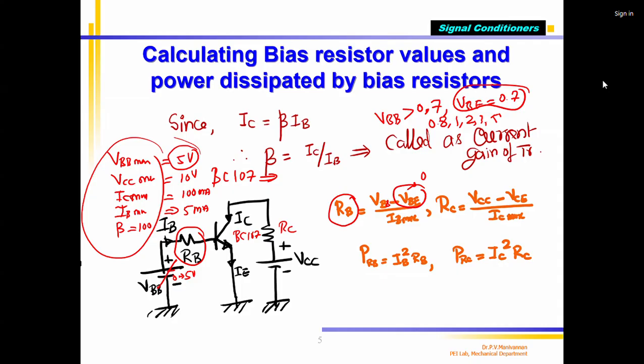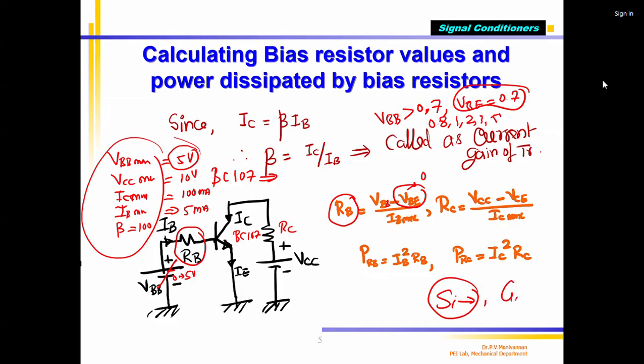Sir, I'm a bit curious. So this 0.7 volts is standard across any type of silicon transistor? Yes. If you see the data sheet, it is made from silicon material. If the transistor is made from silicon material, it is 0.7 volts.